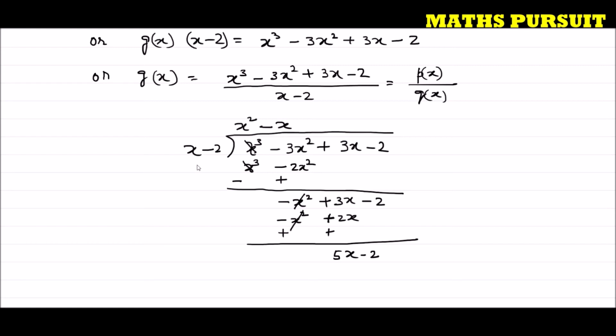Now again we need to reverse the symbols. So if we reverse the symbol, it will become negative. So 3x minus 3x minus 2x, we will get only x. We will get only x. Now I can write this equation as x minus 2. This is what we got.